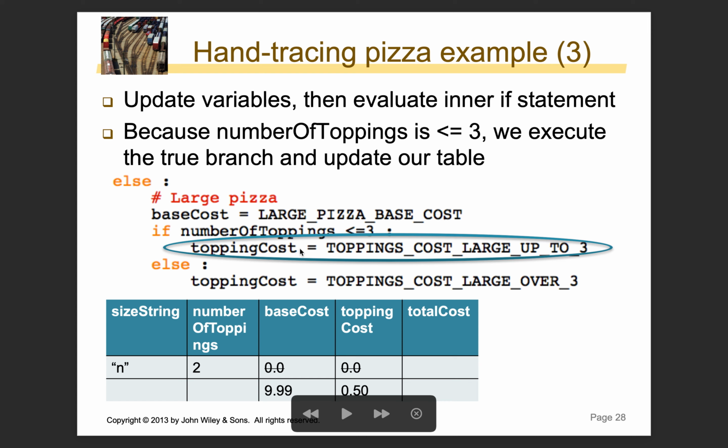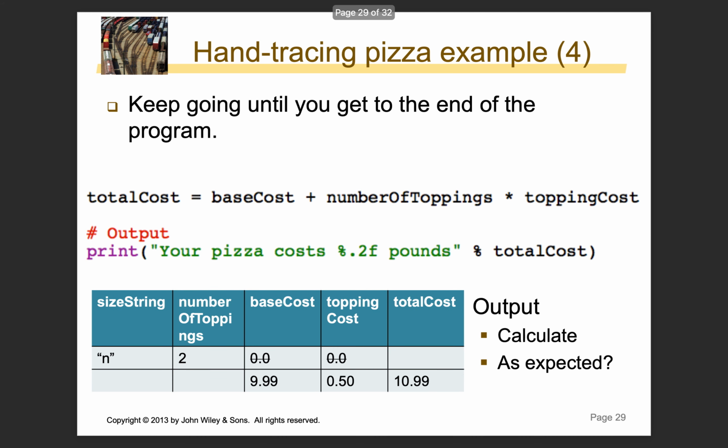So we're going to go into this line of code, and we're going to set our topping cost to the toppings cost of a large up to 3, which is 50 pence. And we update our value in the table here to 0.50, or 50 pence a topping. And then we keep going until we reach the end of the program.